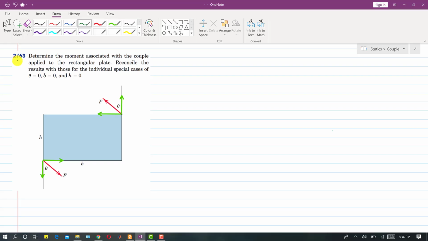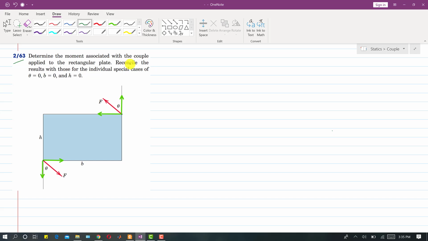The next problem that we are going to solve is problem 263. It says to determine the moment associated with the couple. So these red forces are the couple, so they produce a couple on the rectangular plate, right? So we need to determine the moment of these two forces, this couple.